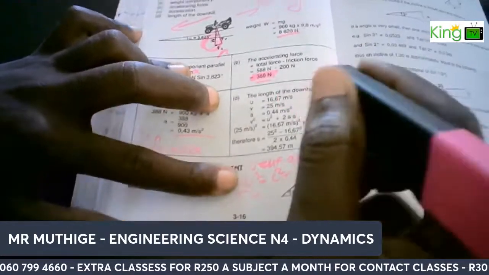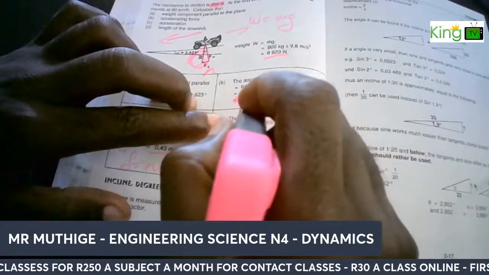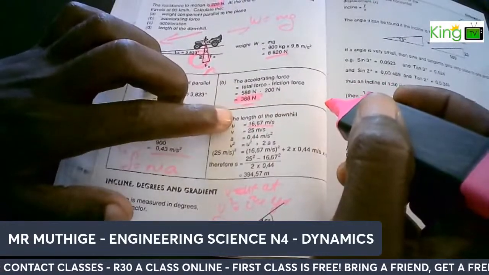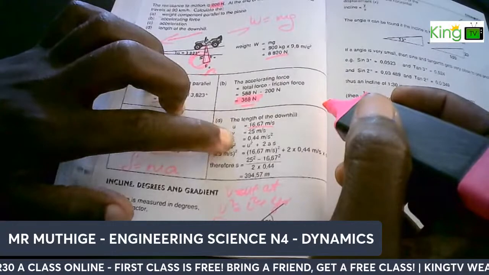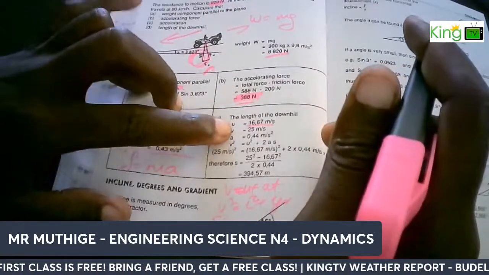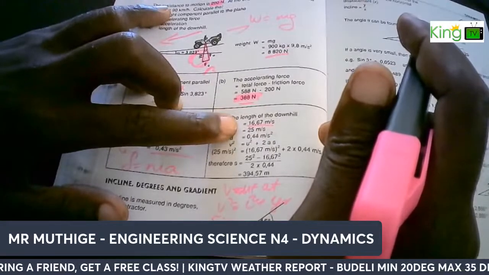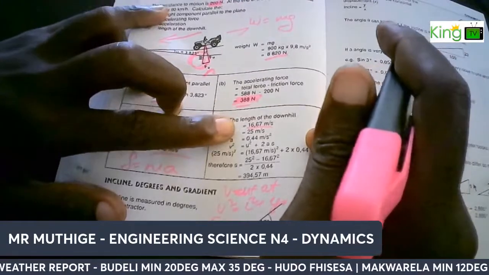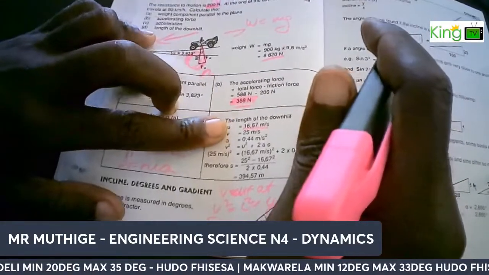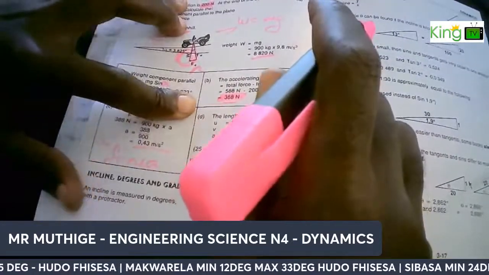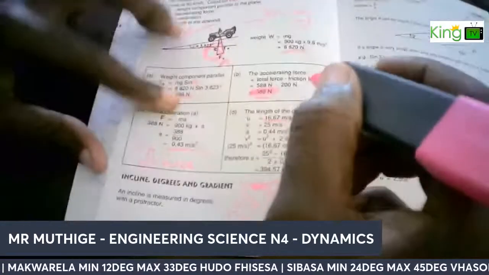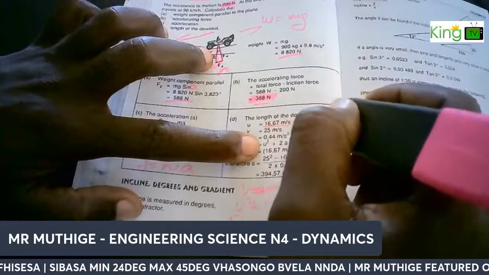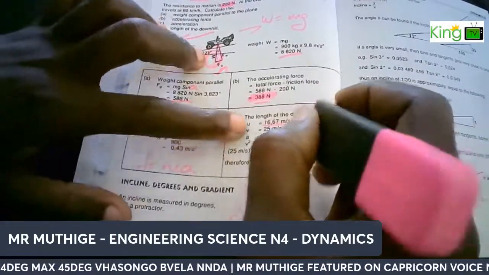Yes, better. Now, you've got your U there as 16.67. Where does this come from? U is 16.67. Is the 90 going to be the initial or the final? The 90 is the final, actually. The initial is 60 kilometers per hour. So we convert the 60 kilometers per hour, and it gives 16.67.